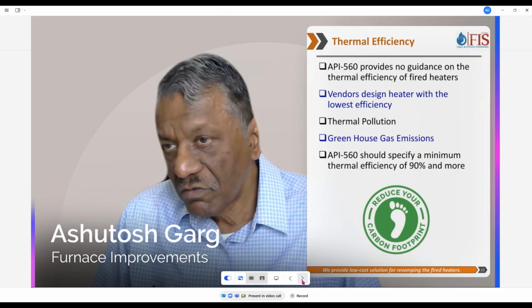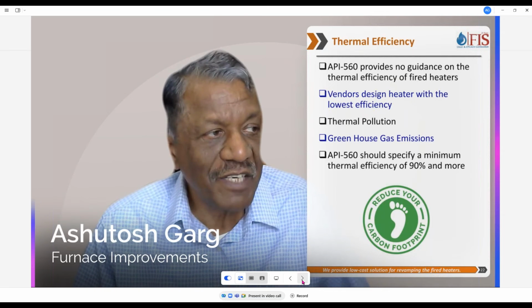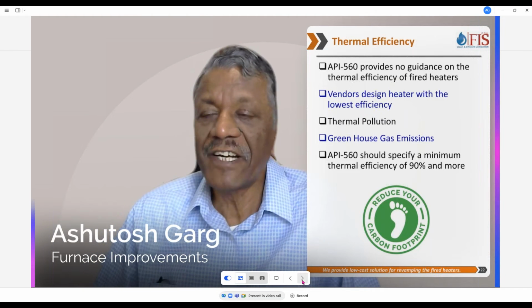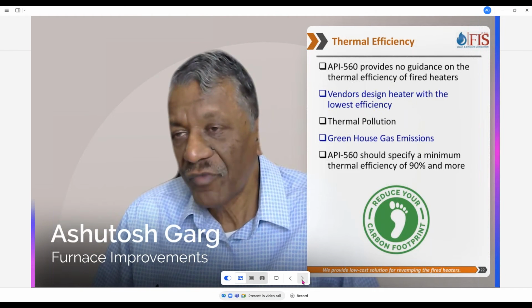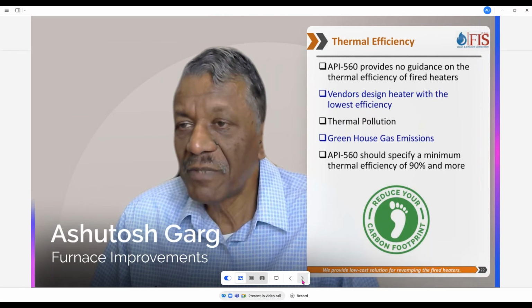So this is just my recommendation that API 560 should specify a minimum thermal efficiency of 90% or even higher for heaters, maybe let's say more than 60-70 million BTUs.